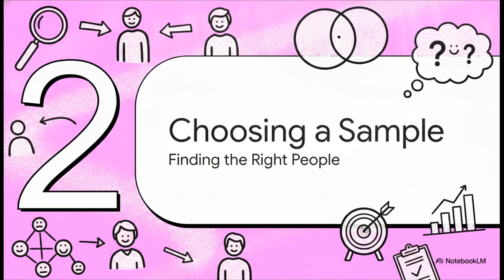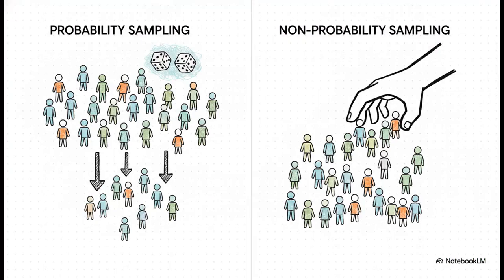Moving on to Section 2, choosing a sample, or finding the exact right people. So when you're choosing your sample, you're generally looking at two totally distinct approaches: probability sampling and non-probability sampling. In probability sampling, every single member of the population has a known non-zero chance of being selected. This is usually driven by random chance, and honestly, it's your absolute primary safeguard against bias in quantitative studies. Because it's randomized, it allows you to statistically justify generalizing your findings back to the whole population.